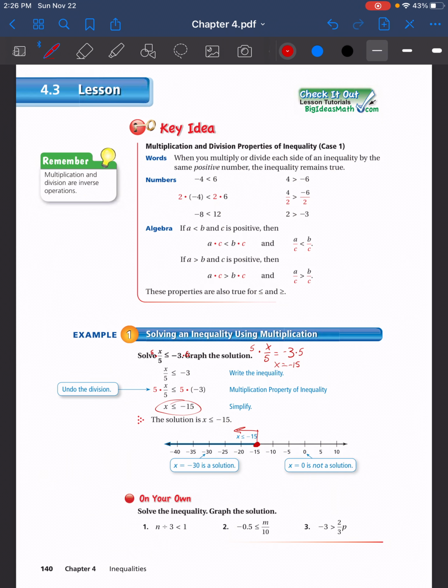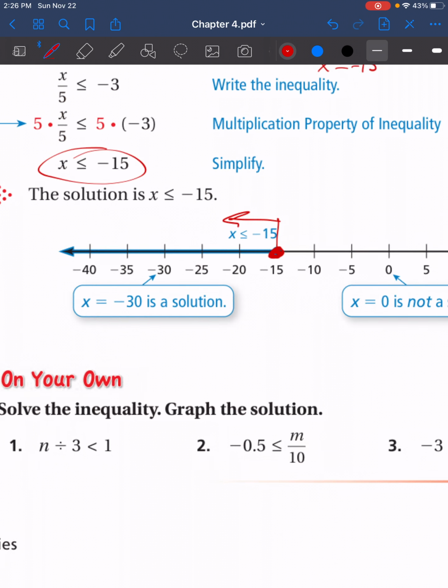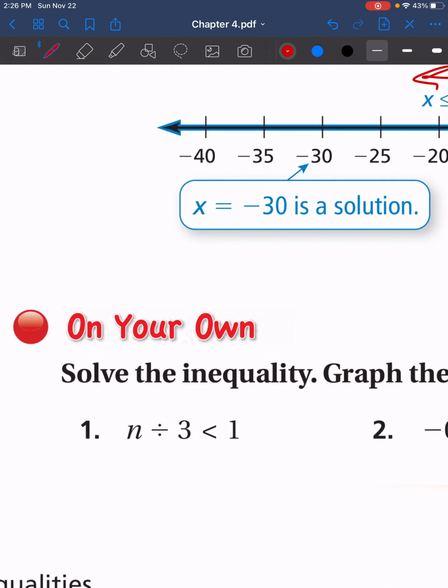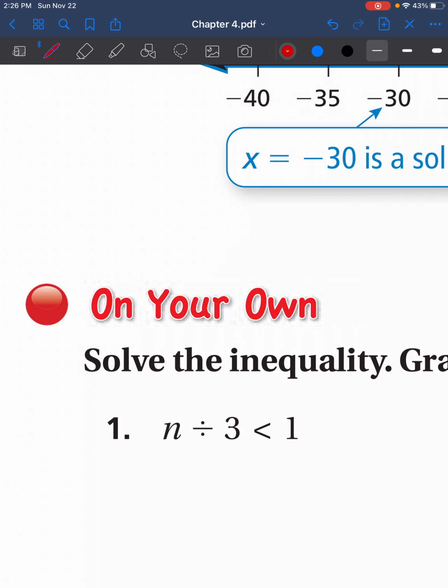Go ahead and write 1, 2, and 3 in your notebook. We are going to do these all together as practice. First one, n divided by 3 is less than 1. How do I get n all by itself? Do the opposite of what's happening. It is being divided by 3, so the opposite would be to times it by 3.